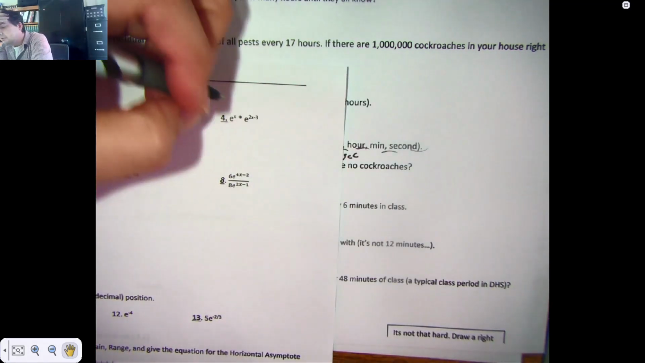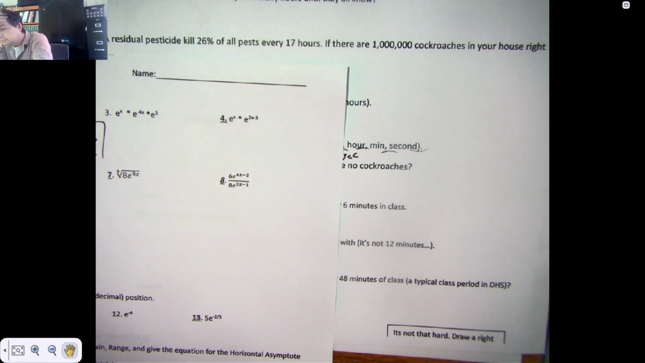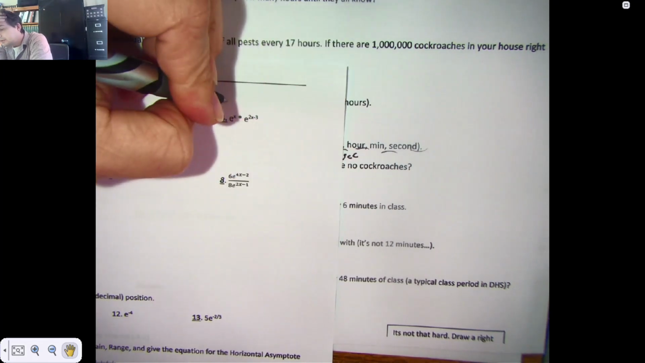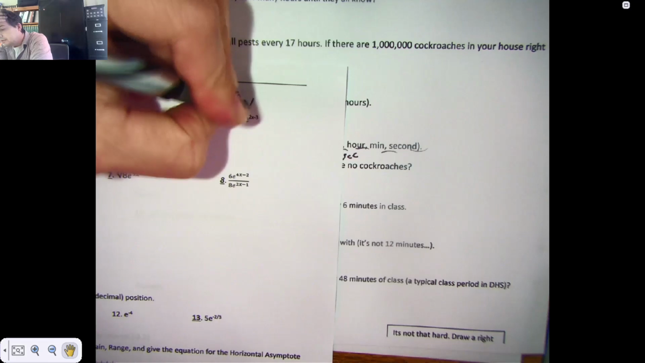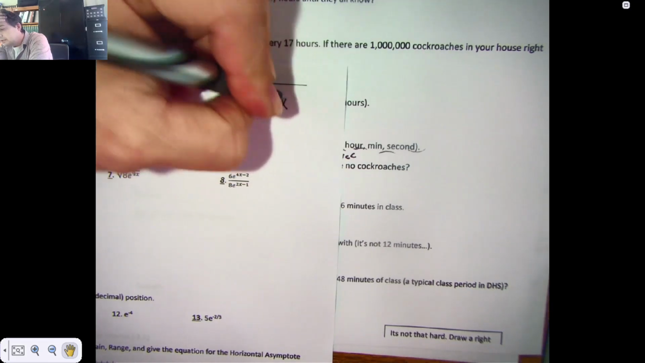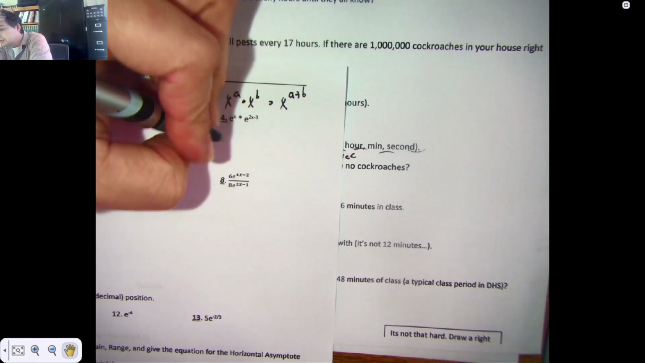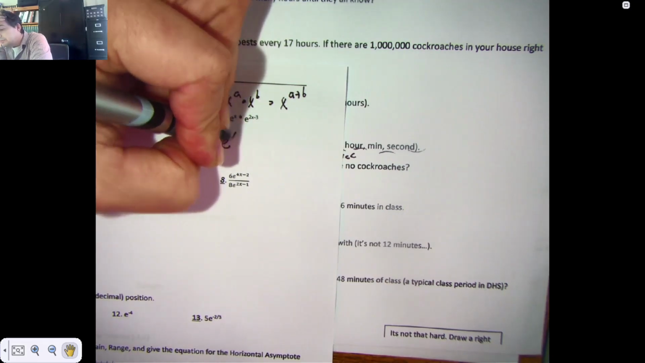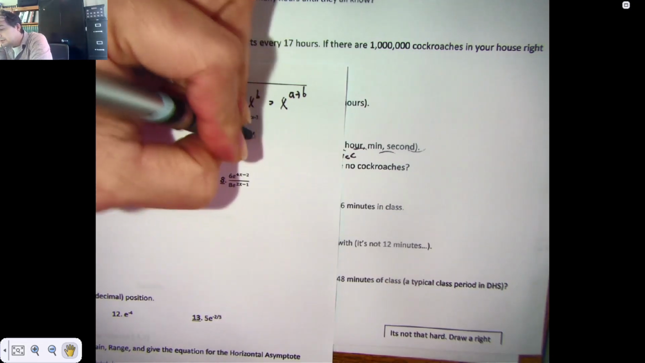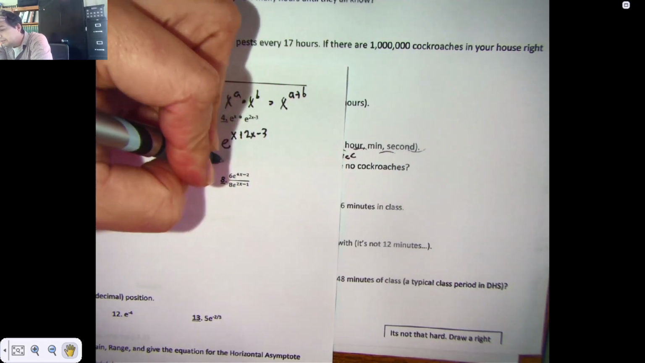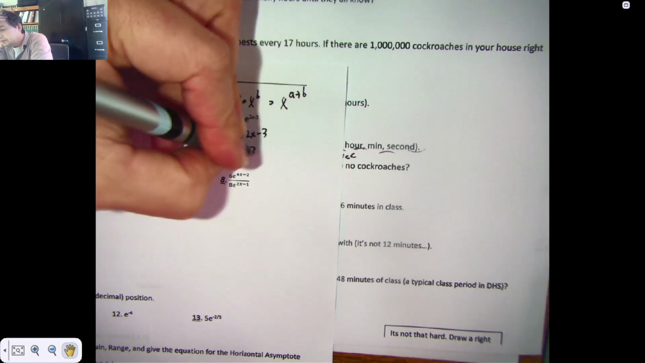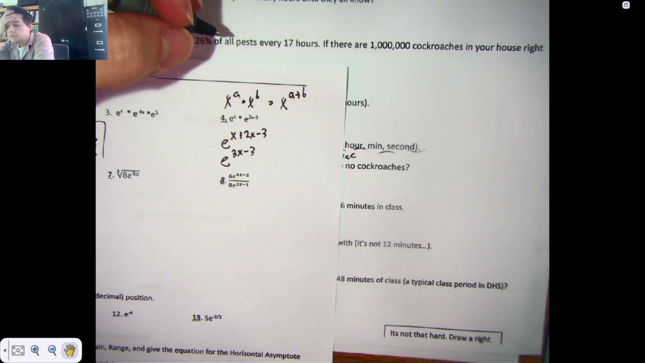All right, number 4. When I glance at number 4, what I think about is x to the a times x to the b, which is x to the a plus b. So that's really all I do. The exponent becomes x plus 2x minus 3, and that becomes e to the 3x minus 3. Kind of funky, isn't it?